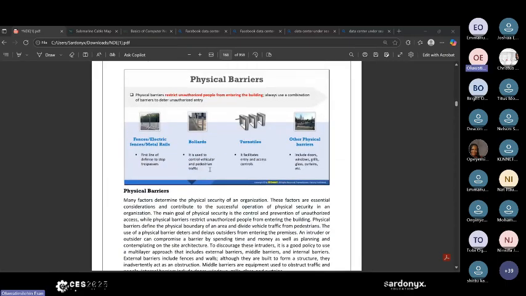Then also we have physical barriers. We have the fence and electric fences. We have the bollards, which are used to control vehicles. Then we have the facility entry or access points. They also have the man trap. Some of those man traps, you just put your ID card there so you have access.